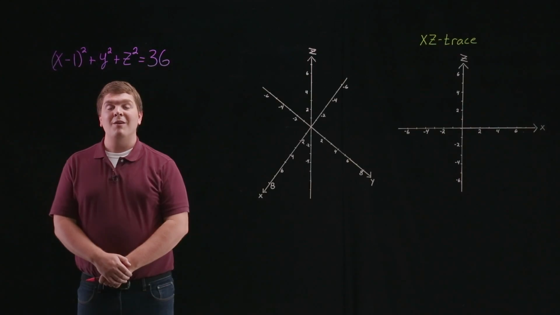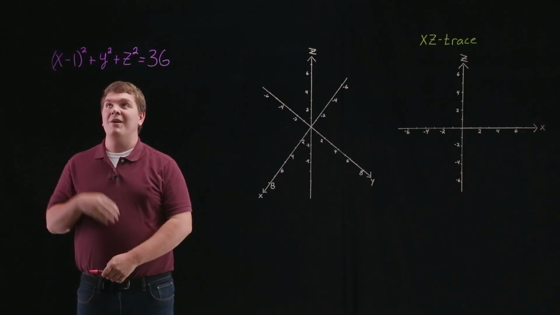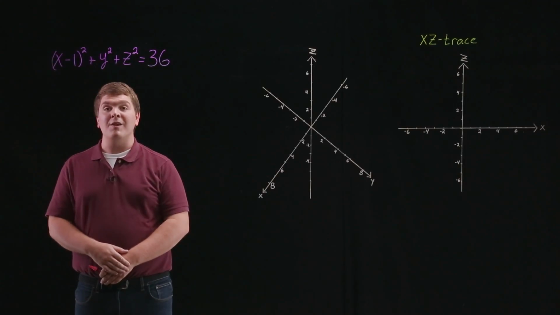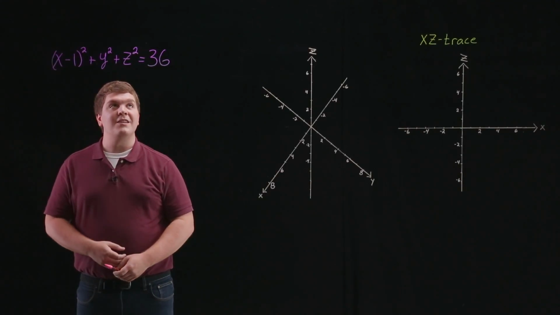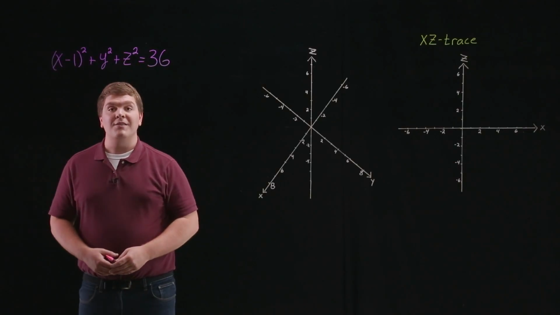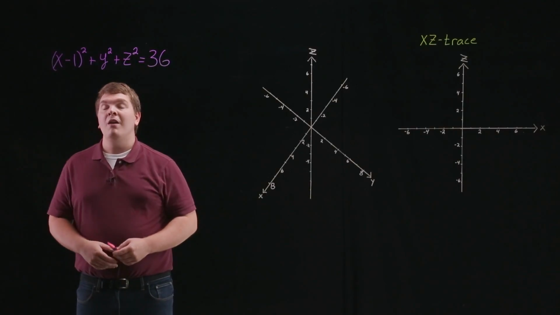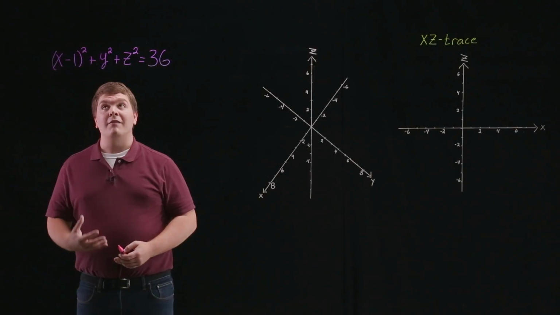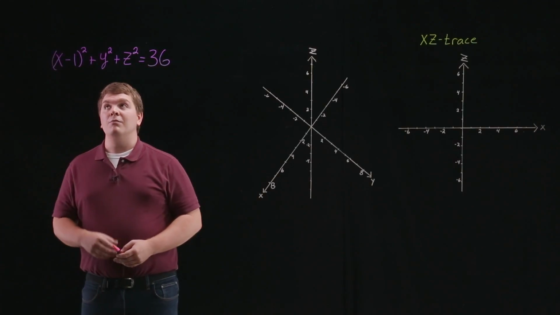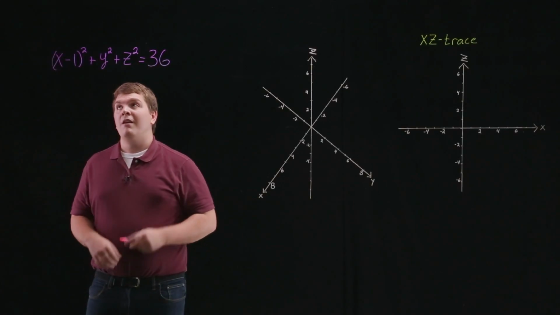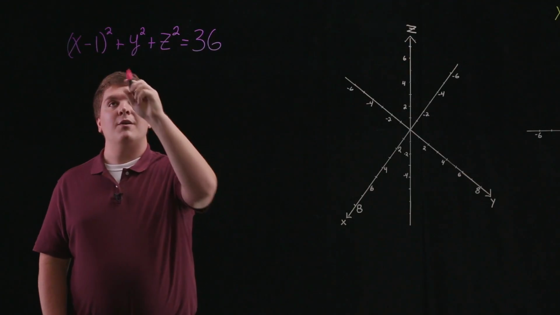Hi, I'm Gabe. For this problem, we're asked to sketch the graph of the equation (x minus 1) squared plus y squared plus z squared equals 36, and then sketch the xz trace. So looking at this equation, we see that this is a standard equation of a sphere, and we also see that the center of the sphere is the point (1, 0, 0).